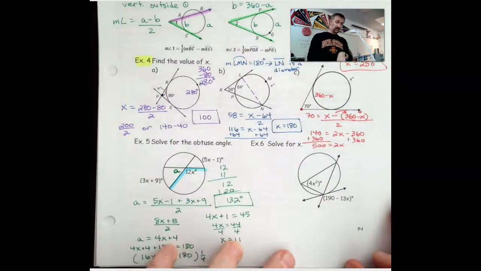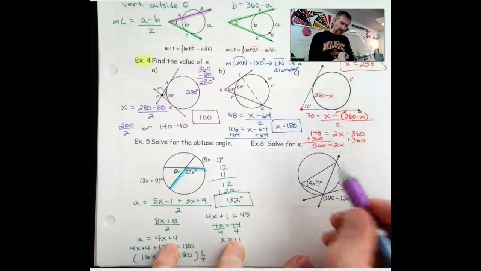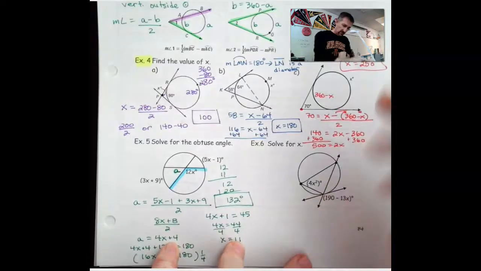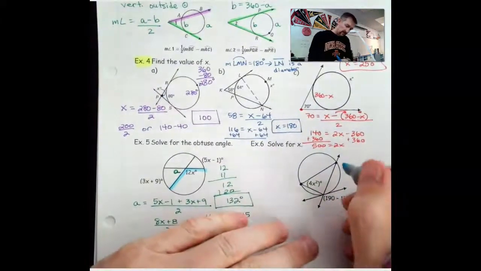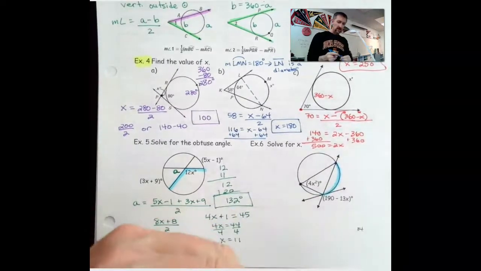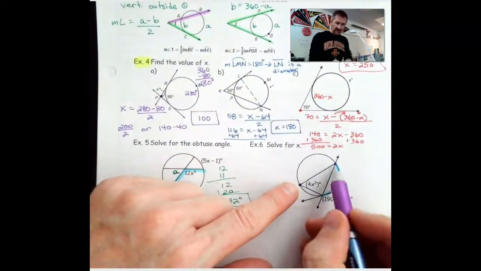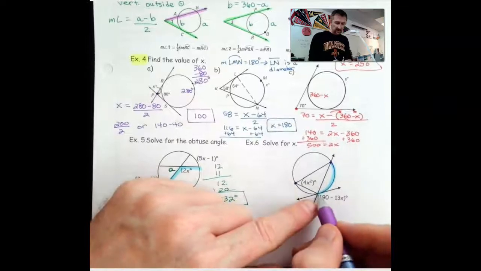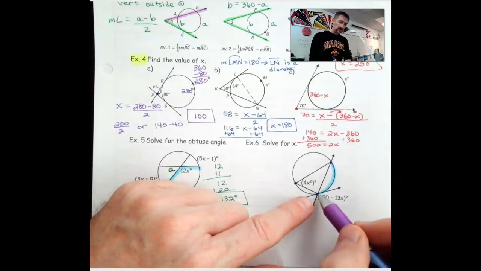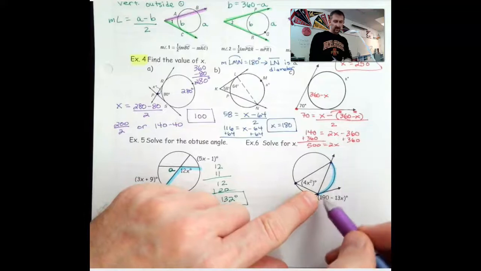Last one. So solve for x. So this picture looks kind of weird, but focus. So this angle intersects this arc over here. So the vertex is on the circle. The vertex is on the circle, so the angle is half of this arc. But over here, if we look at this angle, the vertex is on the circle, so it's half of that arc also.